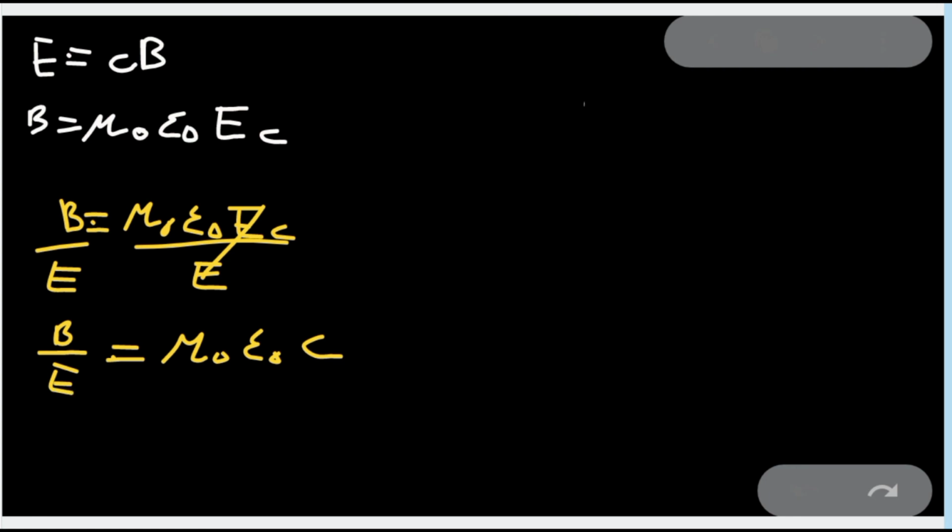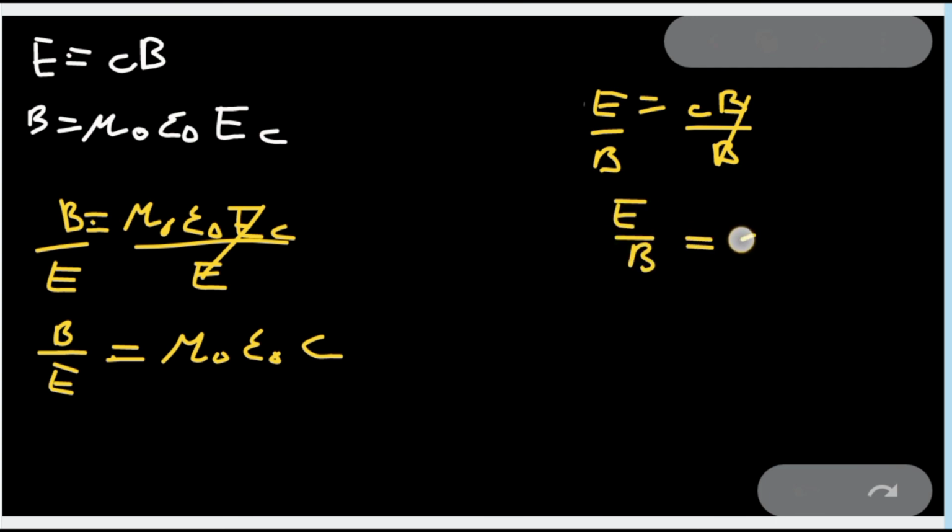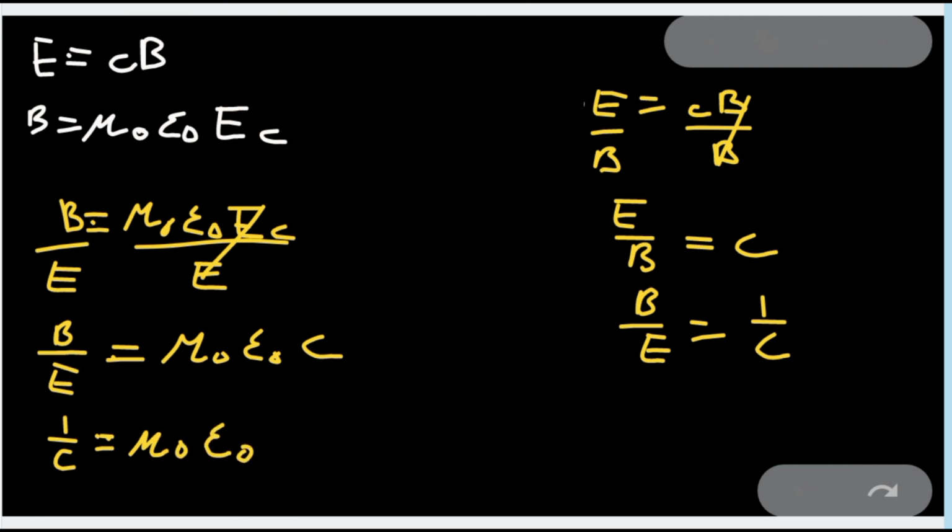So we have E is equal to CB. Now let's divide B on both sides, or the magnetic field. So what we have is E over B is equal to C. But we are concerned on looking for the B over E. So let's reciprocal. So what we have is B over E is equal to 1 over C. Therefore, B over E is also equal to 1 over C. So let's substitute it. We have 1 over C is equal to mu naught epsilon naught times C.